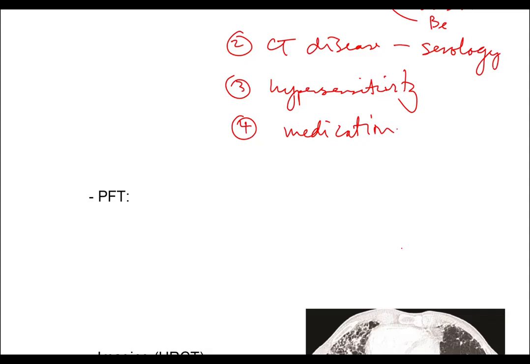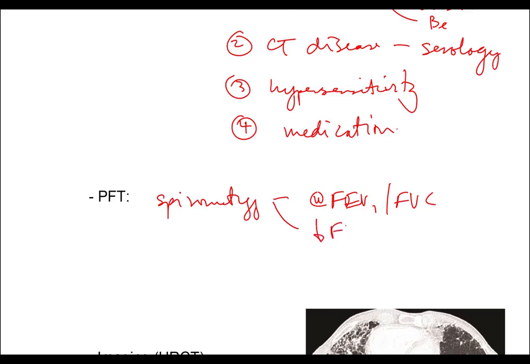You're going to start with your pulmonary function testing. And obviously in our spirometry, we're going to see the usual expectation of an interstitial lung disease, which is going to be a normal FEV1 over FVC, so that's greater than 80%, and we're going to see a decrease in our forced vital capacity. If we did a diffusion study, we're going to see that there is a diffusion defect.